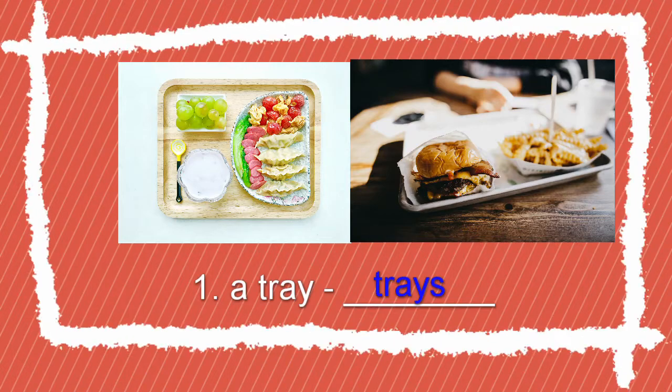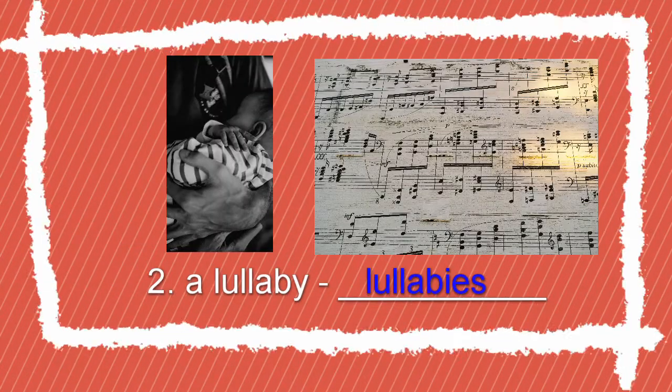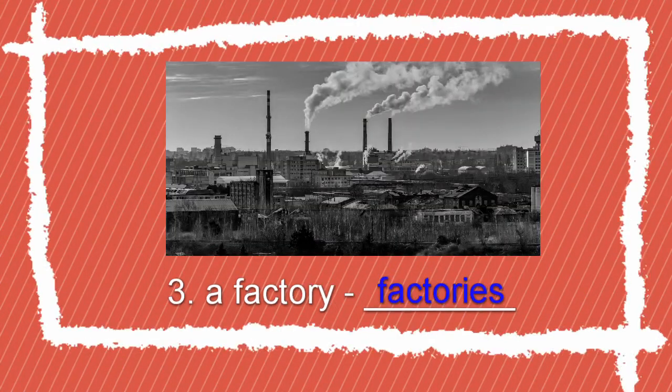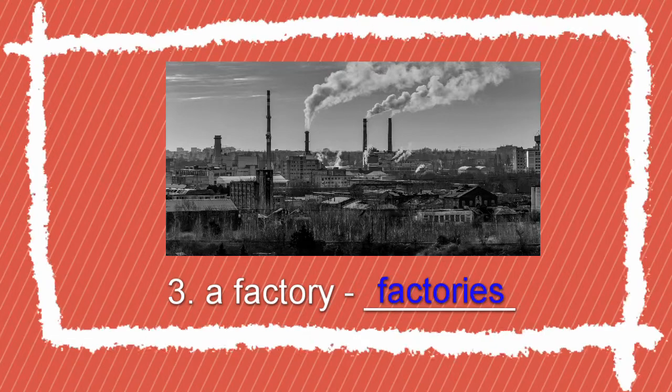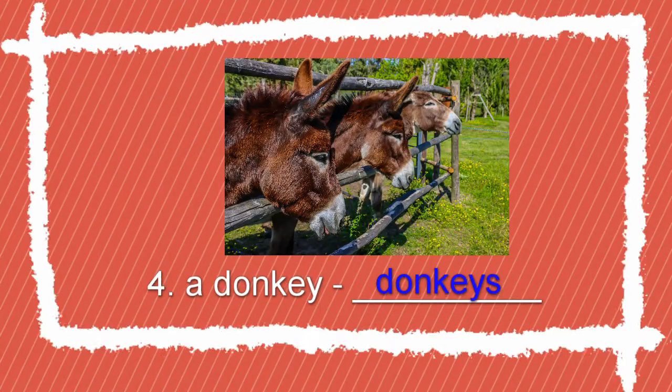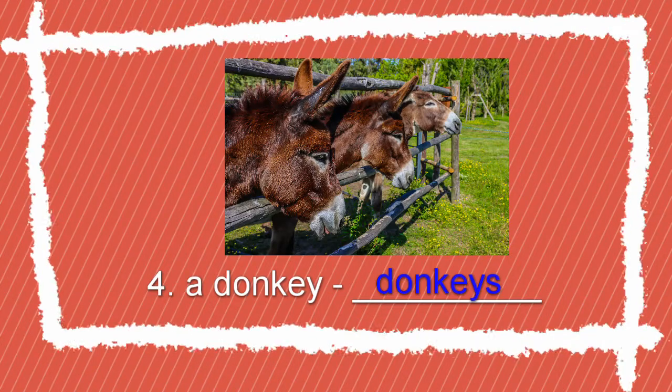Trays. Lullabies, factories, donkeys. Now let's bring it all together. Choose the correct form of each noun from these options.